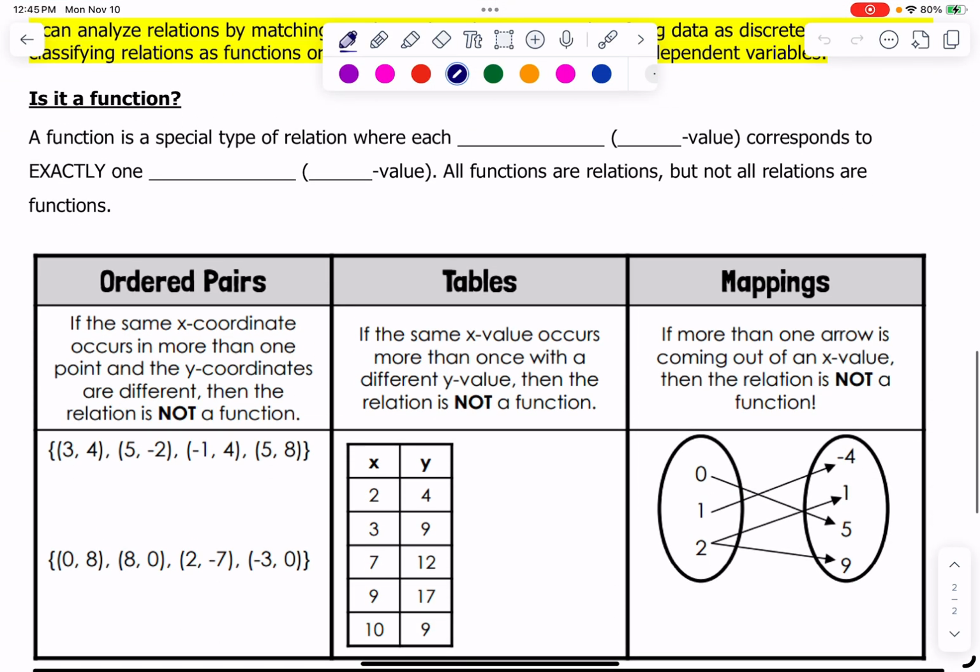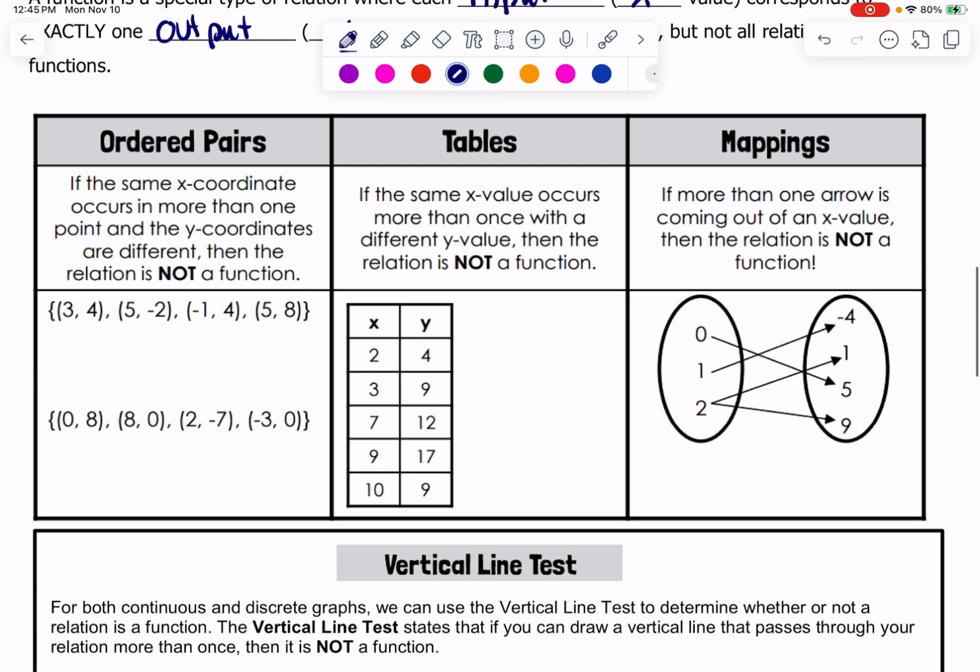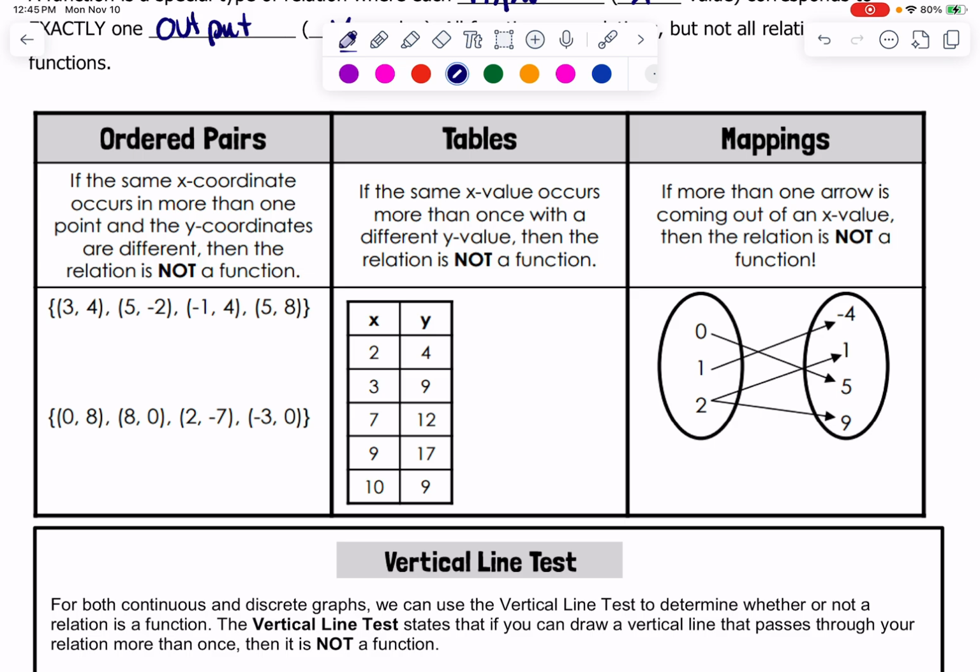And the last thing that we're going to work on is: is it a function? And this should be a review. We've talked about this. A function is a special type of relation where each input, x value, corresponds to exactly one output, or y value. All functions are relations, but not all relations are functions. So let's look and see different ways that we can look to see if it's a function.